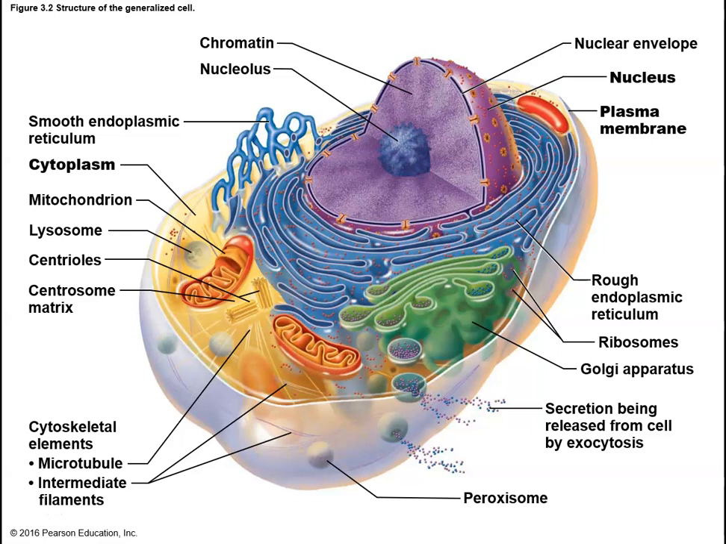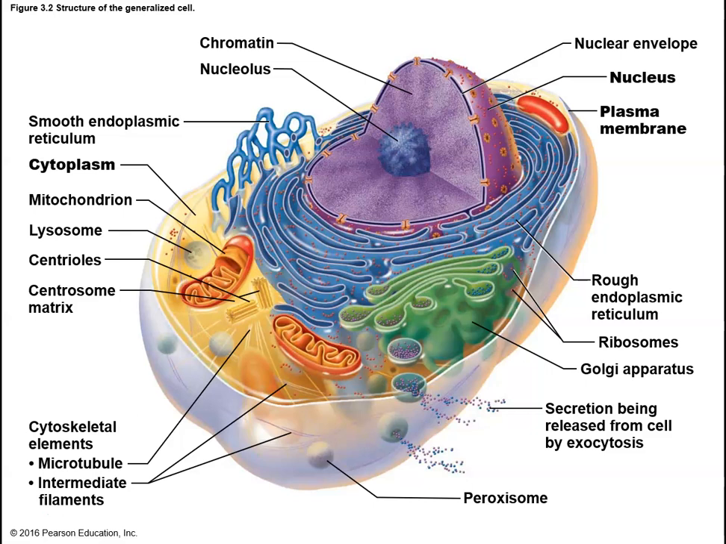And by looking at the image here in front of us, we can tell that the cell has a lot of different pieces and parts. And each of those pieces and parts has a specialized function that it carries out. And you'll read about each of those as you read through your reading assignment.